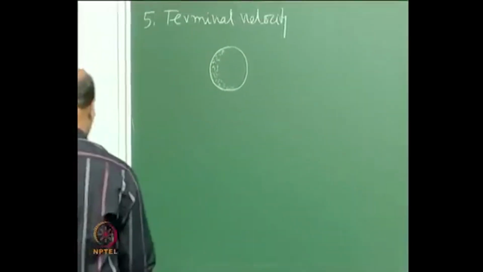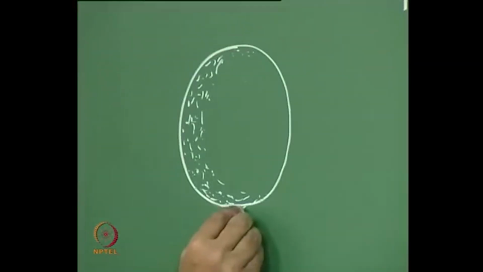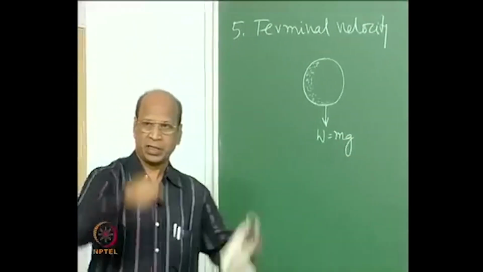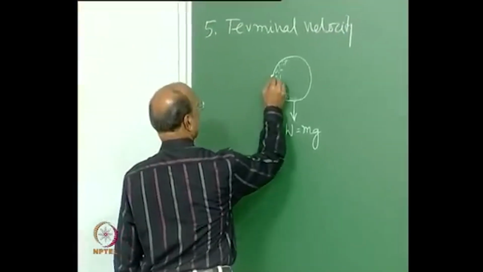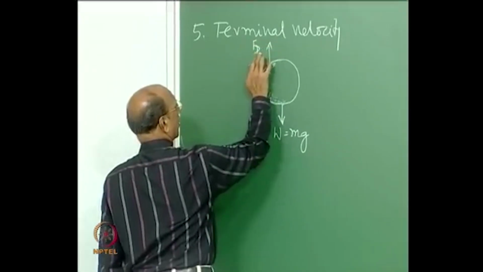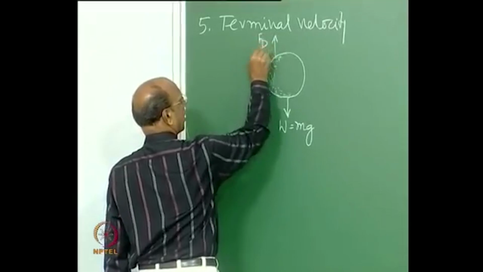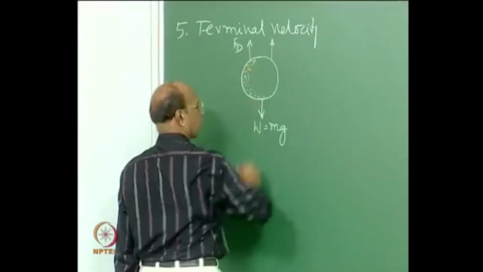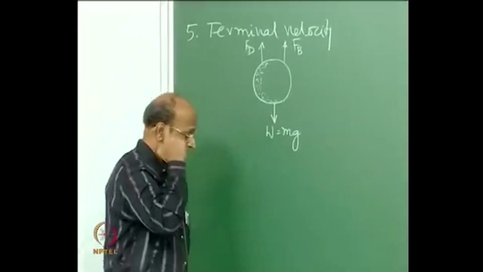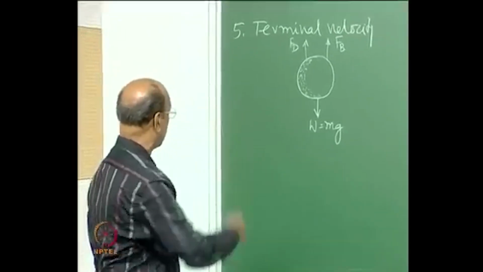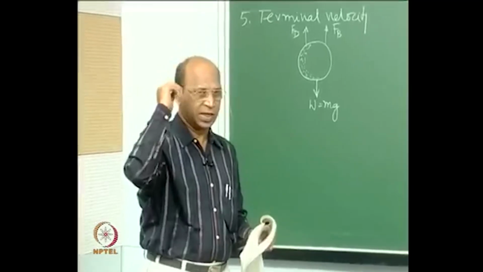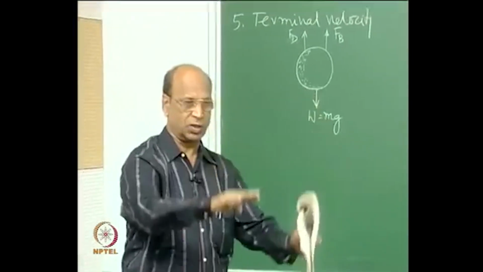So, what are the forces acting on this? Weight will be acting downwards, which is mg, and because it is coming down, drag will be acting in the opposite direction, that is Fd. You also have another force, buoyancy, Fb. When these three are balanced, you get the terminal velocity. Initially when you put it, you have acceleration, then it reaches terminal velocity. From then onwards it constantly comes down.